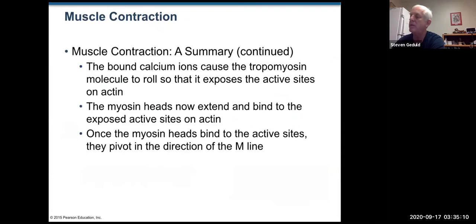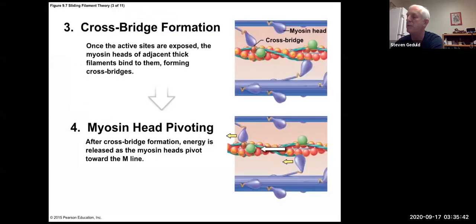Okay? So the bound calcium ions cause the tropomyosin molecule to roll to the side, so it exposes the active sites on the actin. That allows them to bind together. And it's like a ratchet that pulls across. The myosin head extends and binds to the exposed site and pulls across. So the actin and the myosin slide past one another. Once the myosin head binds to the active sites, they pivot in the direction of the M line and shorten the M line. So the cross bridge forms.